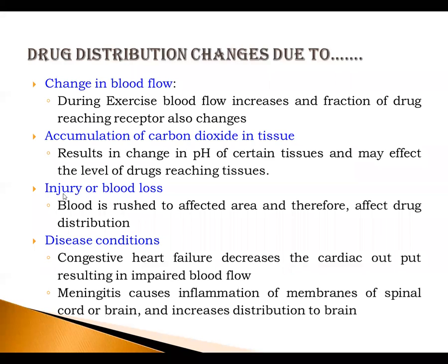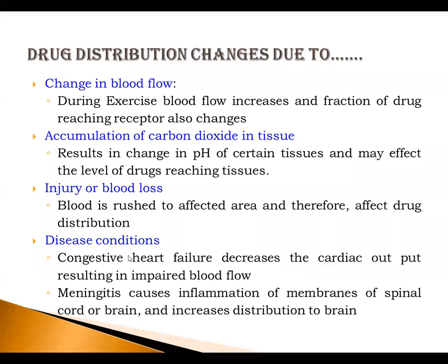Okay, because too much blood is rushing towards that particular injured part. And the disease conditions, especially the cardiac diseases. So cardiac heart failure decreases the cardiac output, resulting in impaired blood flow. Same thing, meningitis can cause inflammation of the membrane of the spinal cord or the brain and increase the distribution to the brain. So like this, there are various conditions or miscellaneous factors which can start affecting the distribution of the drug.